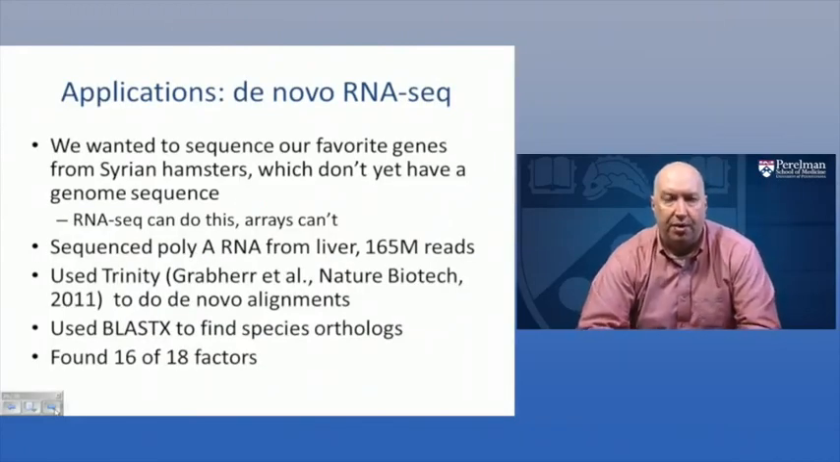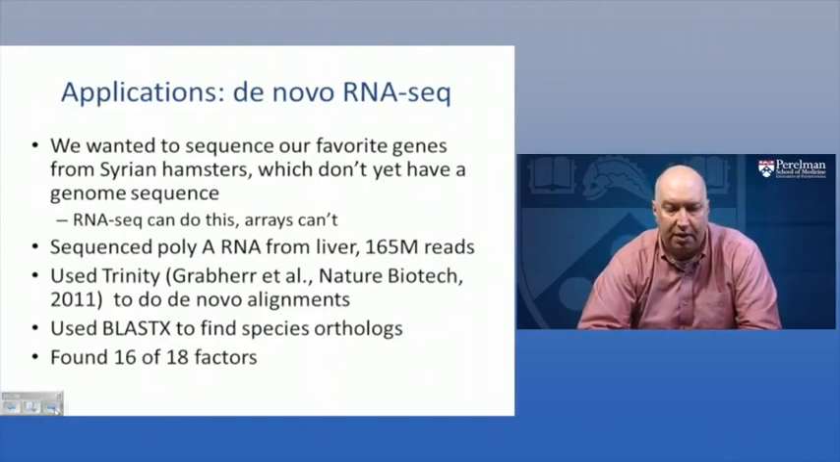We talked earlier about one of the advantages of RNA sequencing being de novo RNA-seq. And so here's an example of de novo RNA-seq. In this particular case, we wanted to sequence our favorite genes from Syrian hamsters, which don't yet have a genome sequence. By the time you read this, it probably will have a genome sequence. Genomes have been dropping like flies, no pun intended, but today they don't have a genome sequence. And so RNA-seq can do this while arrays can't.